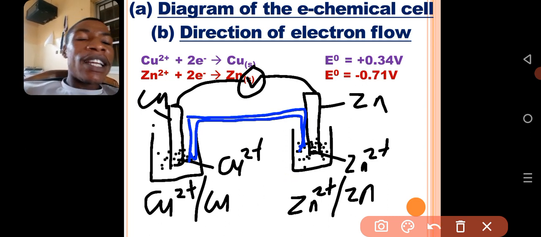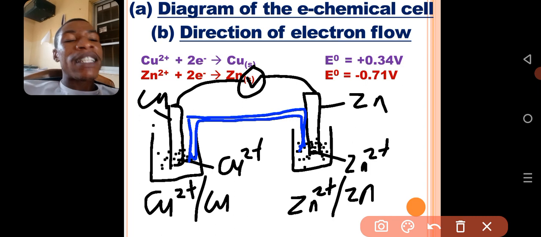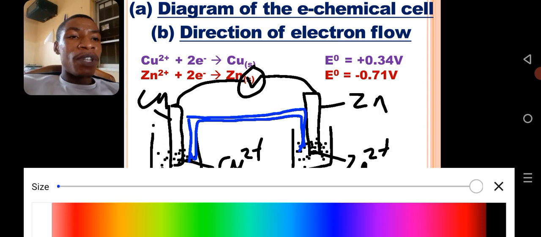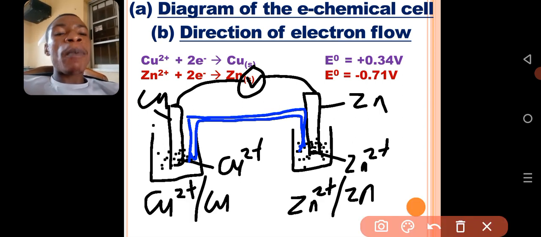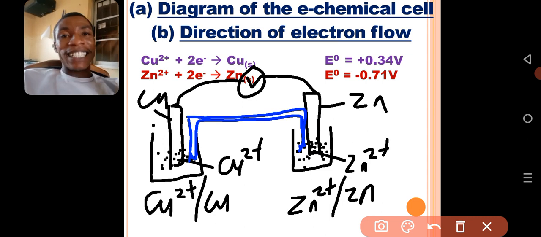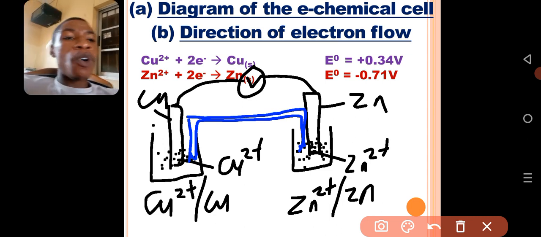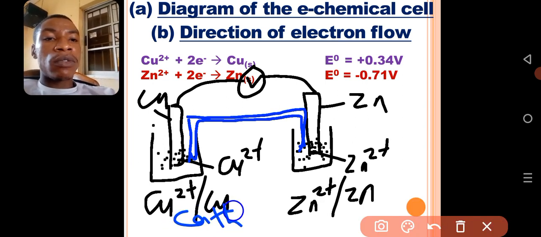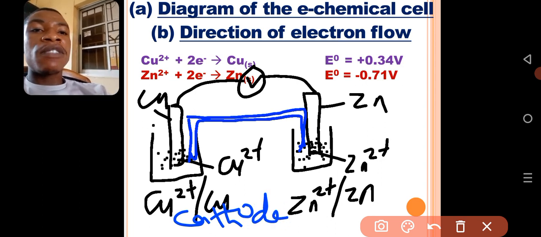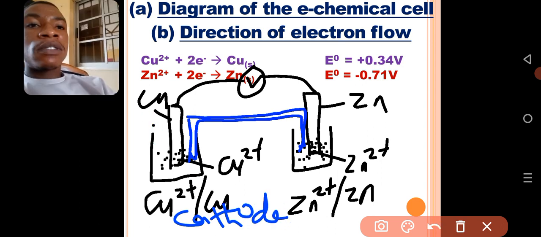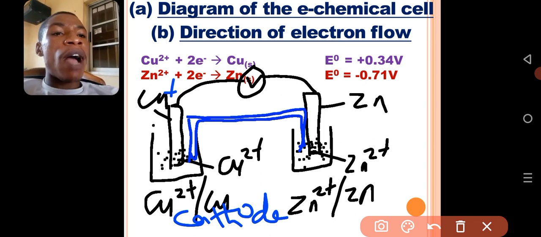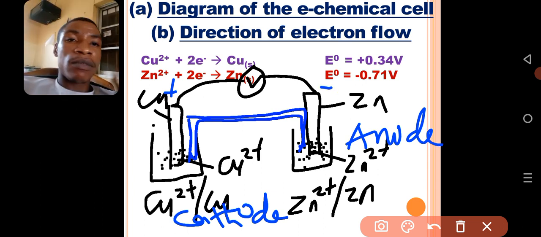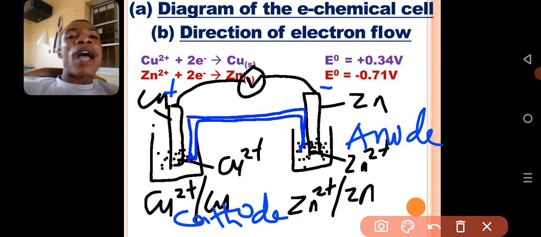That's a salt bridge. Now, between the copper cell and the zinc cell, which one will be our cathode? Which one will be our anode? Here we know that copper will be our cathode because it's lower than zinc in the electrochemical series. So copper becomes our cathode. Cathode is positive in an electrochemical cell. Then zinc will be our anode. The anode is negative in an electrochemical cell. Don't forget that.